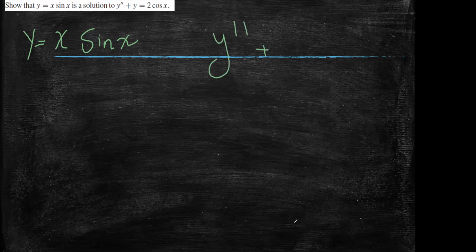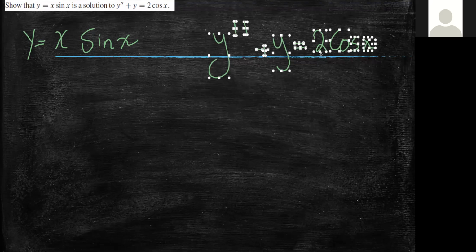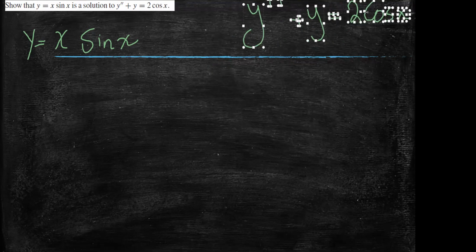Show that, now here we have to do the same, but y now is x sine x. Here we are now dealing with the trigonometric function x sine x. Show that y double prime plus y is equal to 2 cosine x. So what do I need to find now? y prime and y double prime.